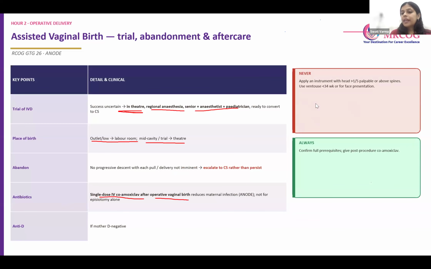Now, never apply an instrument with the head more than 1/5 palpable or above the spines, that is, high forceps is not to be applied. And also check parabdominally. The head should not be more than 1/5 palpable. Preferably it should not be palpable, but more than 1/5 palpable is absolutely not allowed. Never use Ventouse below 34 weeks or for face presentation at all. Always confirm full prerequisites and give post-procedure co-amoxiclav.